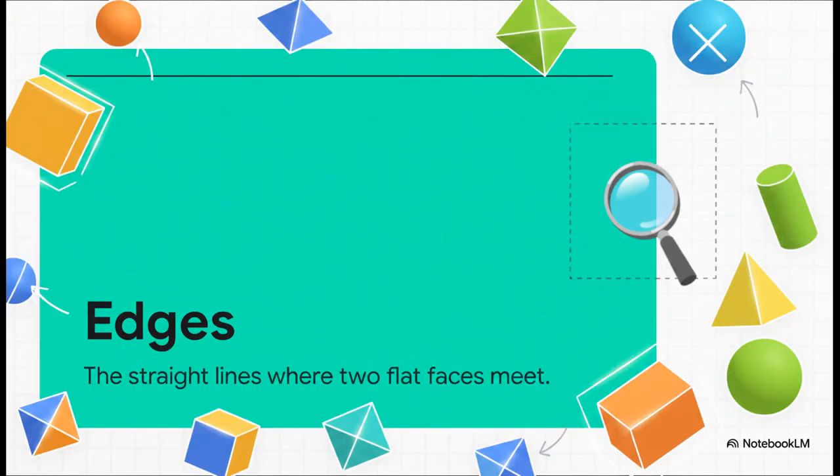Moving deeper into our anatomy lesson, we have edges. Whenever you have two of those flat faces meeting, they form a rigid edge. Think of it kind of like the seam on a piece of clothing that holds the fabric together. And here is a totally non-negotiable rule of 3D anatomy to remember. Edges are always straight lines. They are never, ever curved. If it curves, it's simply not an edge in the geometric sense.